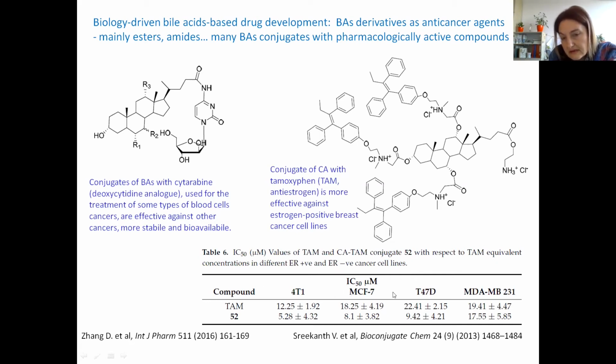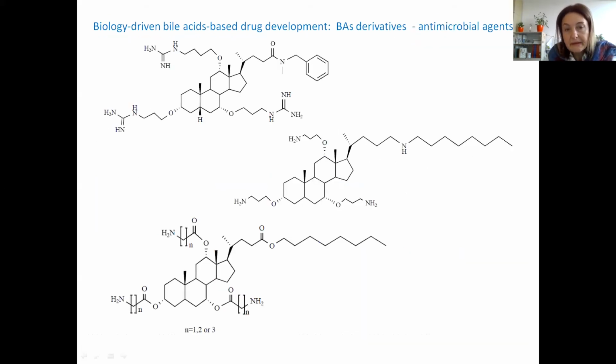The next example is a conjugate of folic acid with tamoxifen. Tamoxifen is an anti-estrogen used in treatment of breast cancers, estrogen-dependent breast cancer, or other estrogen-dependent diseases. But this conjugate of folic acid and tamoxifen is even more effective against breast cancer, which depends on the concentration of estrogens.